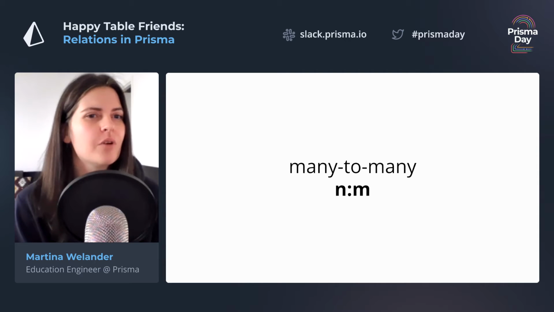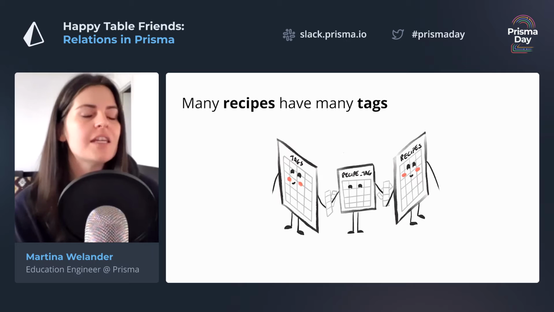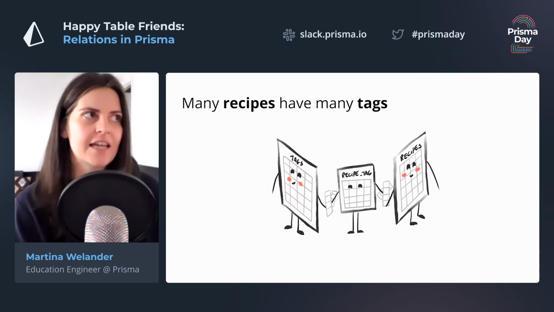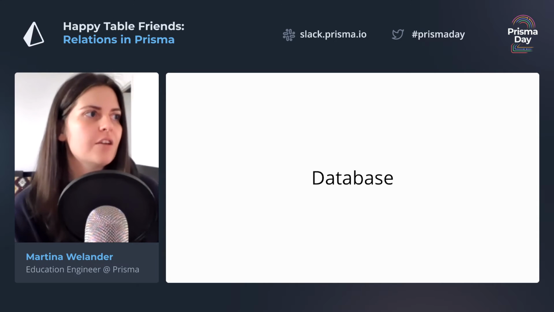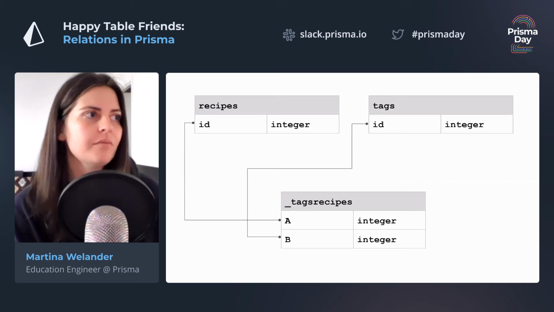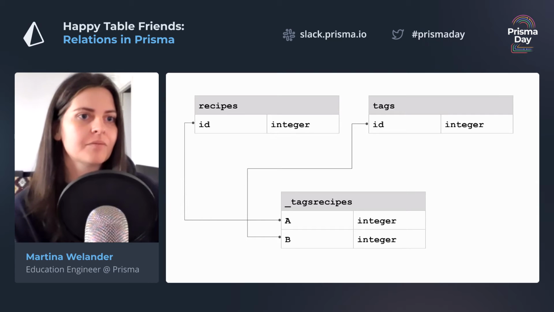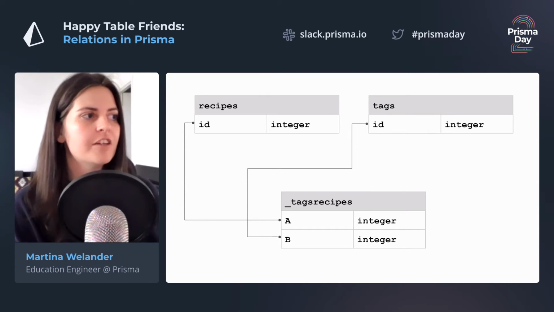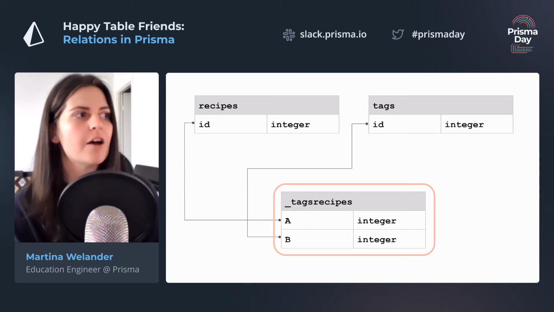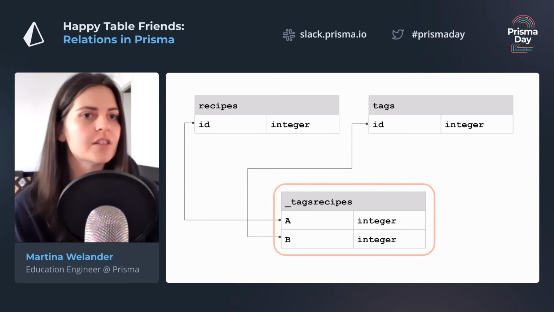The final relationship type that we're going to go into is the many-to-many. And this one is a little bit more complicated. So there are two types. Let's look at the first one, which is many recipes have many tags. And if we look at that in the database, it tends to look like this. And if you are unfamiliar with many-to-many relationships, we're going to talk a little bit more about this table right here that joins the two.